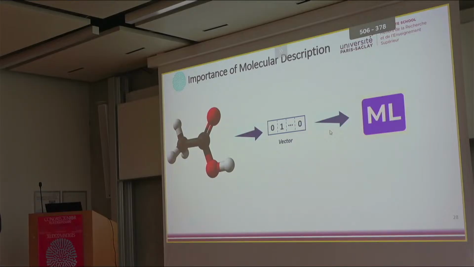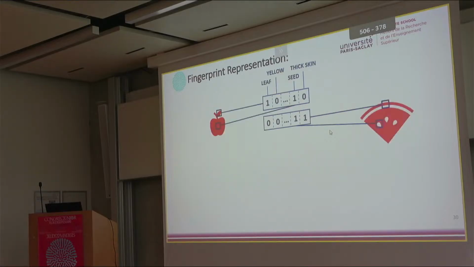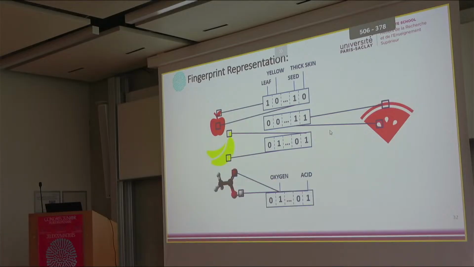There are several ways. One way is what we call a fingerprint. We all have fingerprints, right? So it's just a pattern in things. For example, in an apple you have seeds or leaves. In a banana you have a fixed skin and it's yellow. And we can do exactly the same with molecules. So we have an oxygen or it's an acid.